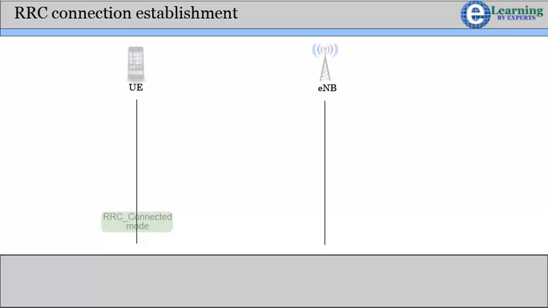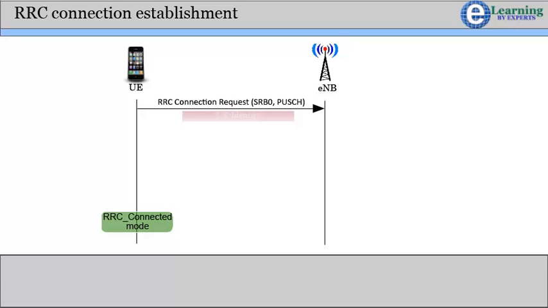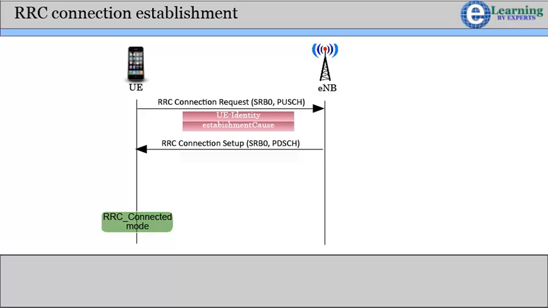The first message from the UE is the RRC connection request. The UE will include in this message its UE identity, and the establishment cause, for example, emergency, mobile-originated signaling, or mobile-originated data. The eNB responds to the UE with the RRC connection setup.